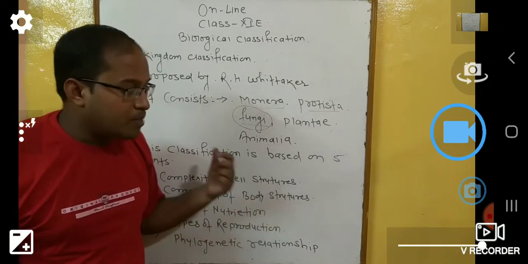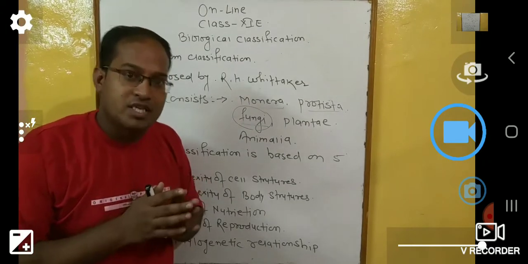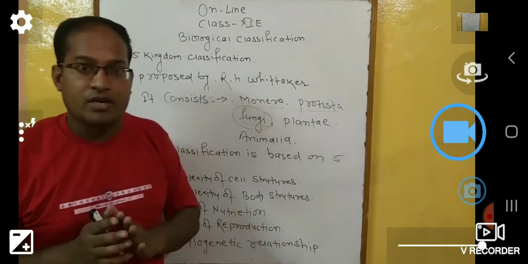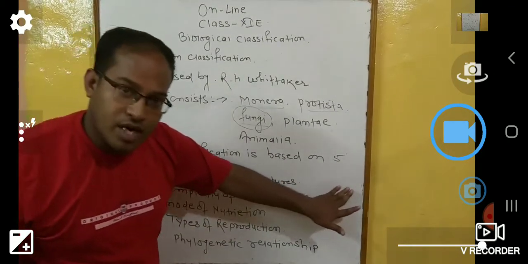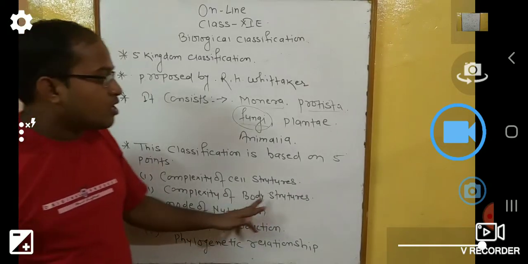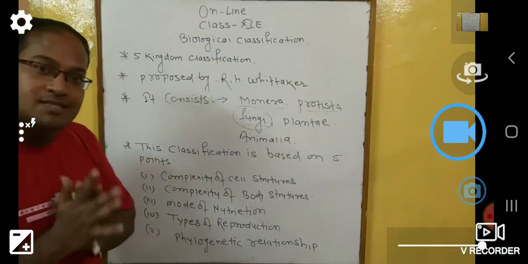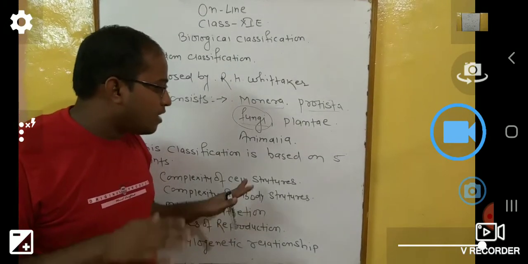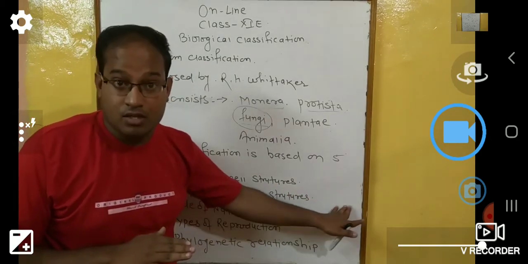It means complexity of cell structure means which type of cells they acquired, whether it is prokaryotes or eukaryotes. Okay, cell structure means prokaryotes and eukaryotes. Okay, you all have to write down. Next, complexity of body structure. Complexity of body structure means which types of cells they acquired generally and which type of body they have, which may be unicellular or multicellular.